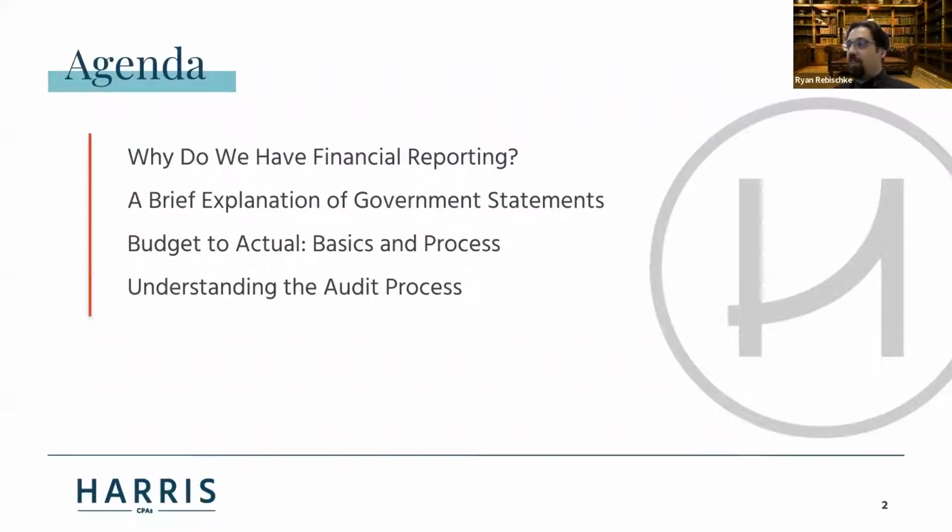So we're going to talk about several different things. Why do we have financial reporting and what really is financial reporting? We're going to go through government statements, explain those, and get a handle on what those look like, what they mean, what different components are. We're going to talk about the budget to actual process, what it is, why it's important, and what we can glean from it. And then we'll briefly talk about the audit process just to put a nice neat little bow on financial reporting.